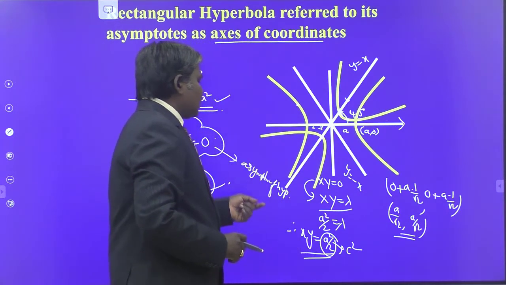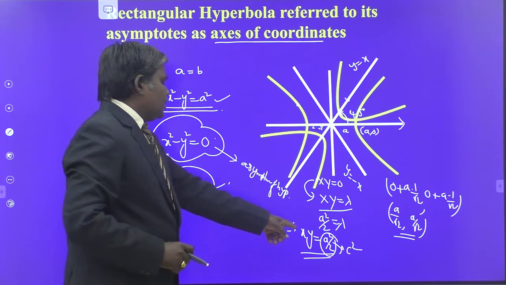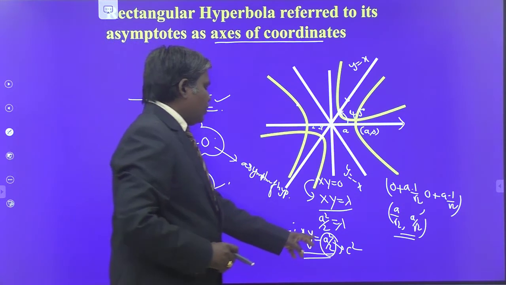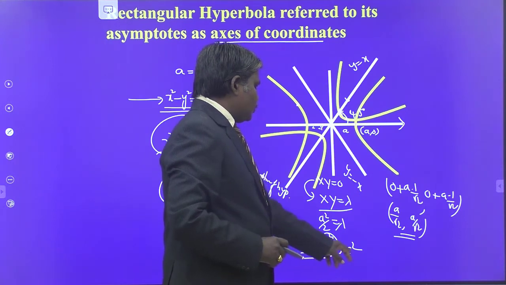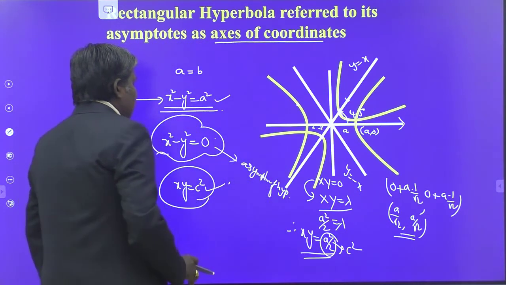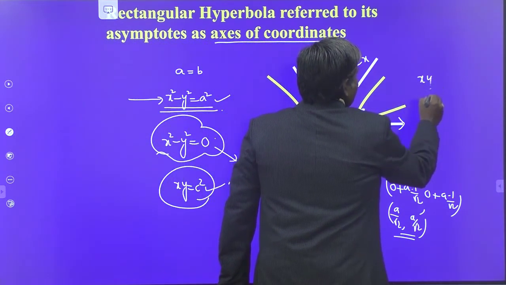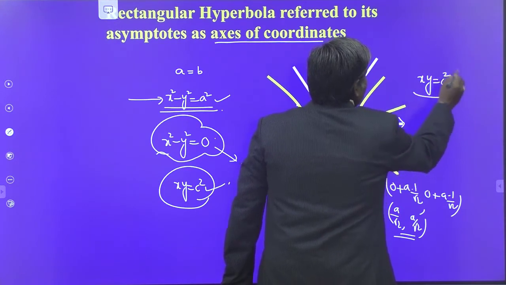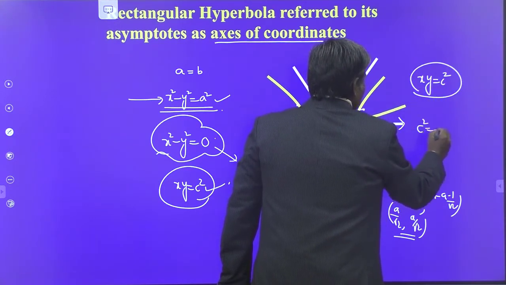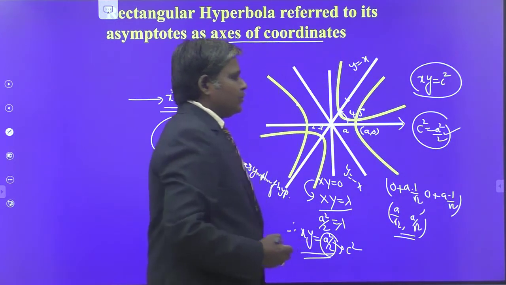Therefore, on substituting a by root 2 comma a by root 2, we get xy is equal to a square by 2. So, a square by 2 is always positive. We choose it as c square. Then the equation becomes what? Xy is equal to c square. Xy equal to c square is called the standard equation of the rectangular hyperbola, where c square is equal to a square by 2.